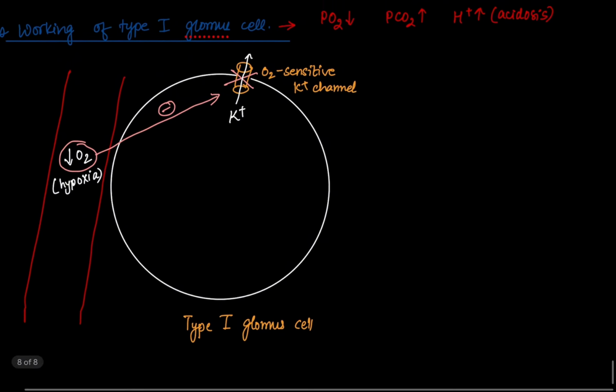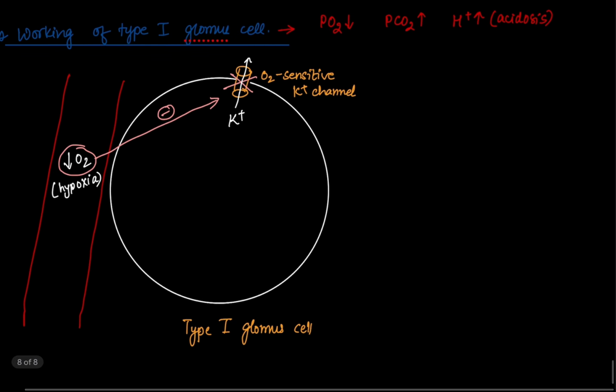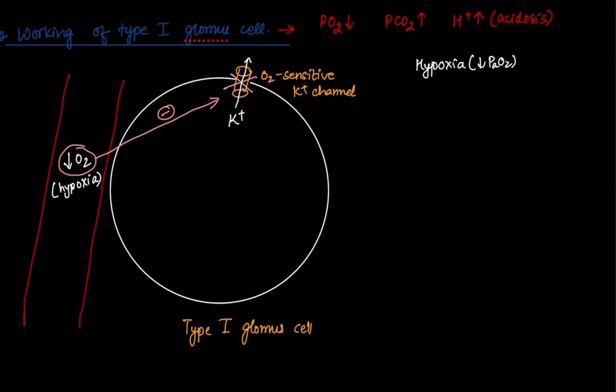So this is very important. Let me write a flow chart here. If there is hypoxia, which means a decrease in the partial pressure of oxygen at the level of arterial blood, there is going to be closure of the oxygen sensitive potassium channels. These will not open because there is no adequate oxygen.